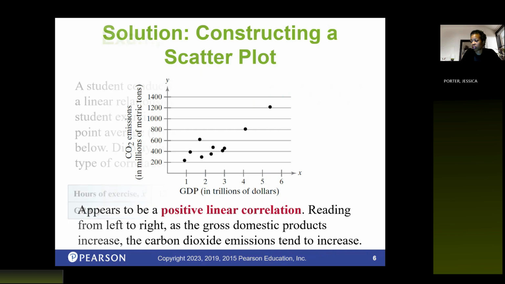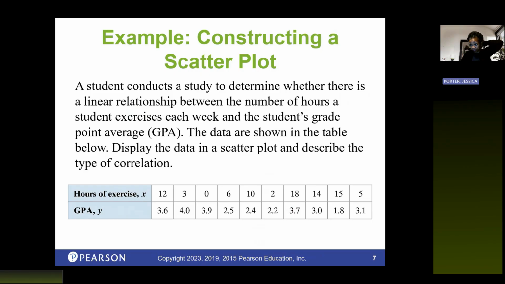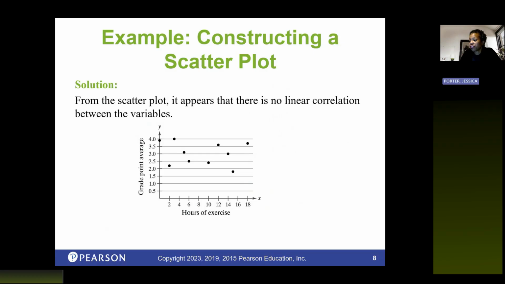All right. A student conducts a study to determine whether there is a linear relationship between the number of hours a student exercises each week and the student's grade point average. Interesting. The data are shown in the table below. Display the data in a scatter plot and describe the type of correlation. So here's our scatter plot. It appears there's no linear correlation between the variables. Yeah, because the points are all over the place.